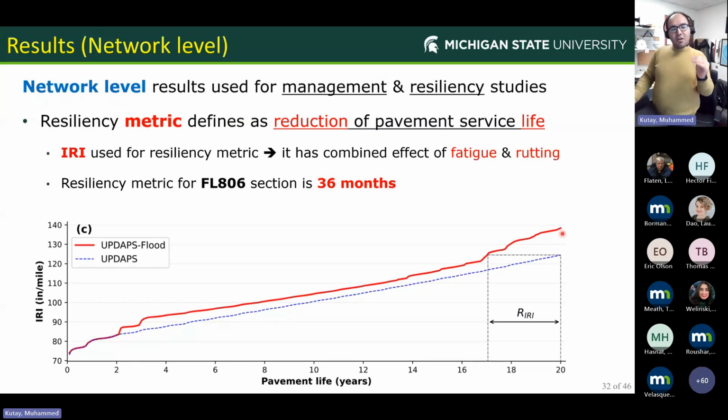And then we are designing a resiliency metric to be used at the network level. This metric is simply defined as a reduction of pavement service life. We are using IRI because it's a combination of all fatigue and rutting and everything. So, for example, in this section, you have about 120 inches per mile IRI at the end of the service life without flooding. Now that you have flooding, this amount corresponds to the pavement life at 17 years, which means you are losing 36 months of the pavement service life. That's how we are defining this resiliency metric and using it, and the same metric has been used in the literature as well.